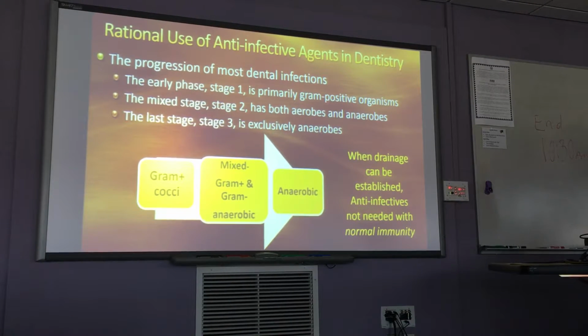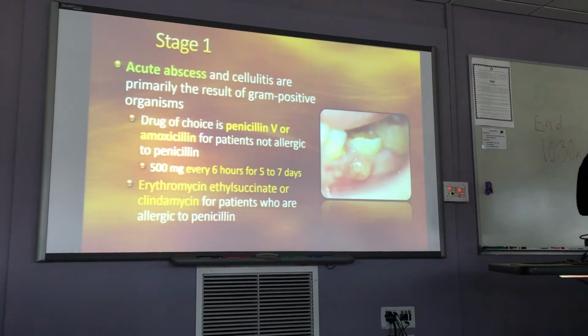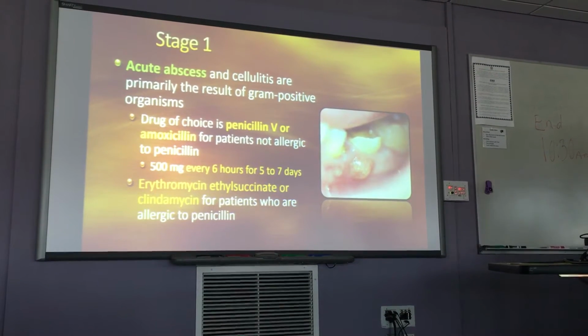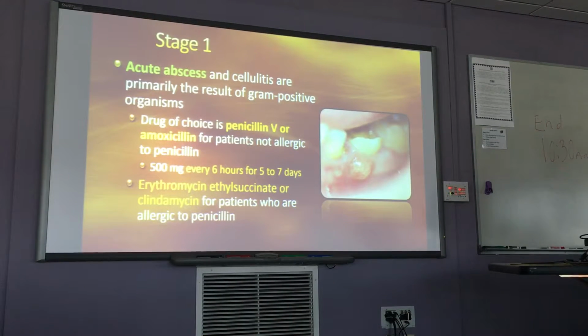In people that have a normal, immunocompetent, not immunocompromised effect. Okay, so stage 1, something like an acute abscess, gram-positive aerobic bacteria, drug of choice is penicillin V or amoxicillin for patients that aren't allergic to it, 500 milligrams every 6 hours for 5 to 7 days. You should know this routine, okay? Erythromycin or clindamycin for people that are allergic to penicillin. Stage 1, that's what they should be treated with, and yes, you do need to know this.